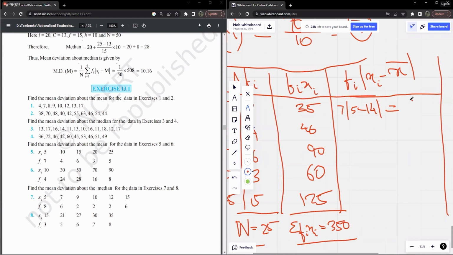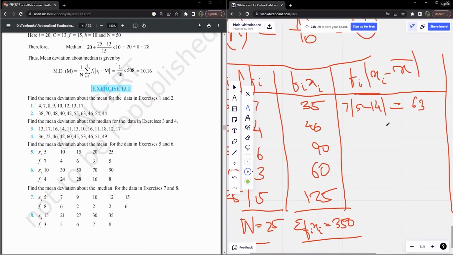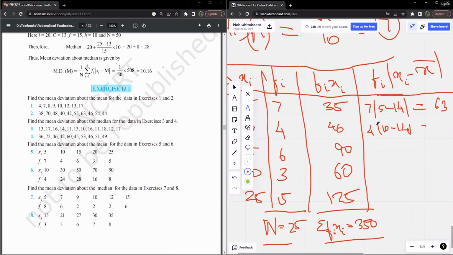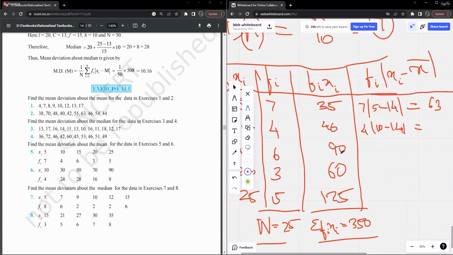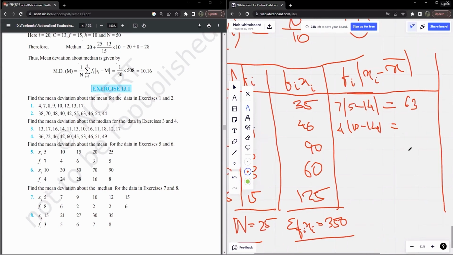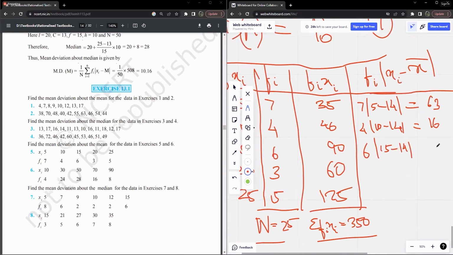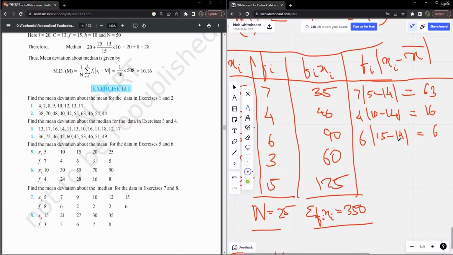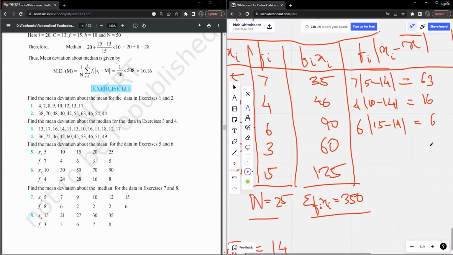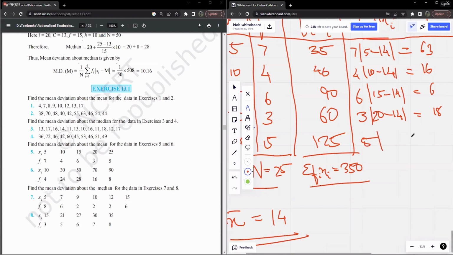Right. This is 4 into mod of 10 minus 14. That is going to be 4 times 4, that is 16. Right. This will be 6 times mod of 15 minus 14. Since this is 1, this is going to be 6 into 1, that's 6. And then this will be 3 times 20 minus 14. This is 6, 6 into 3 is 18. Right? And finally, this is going to be 5 times mod of 25 minus 14. That is 5 into 11, that is going to be 55.